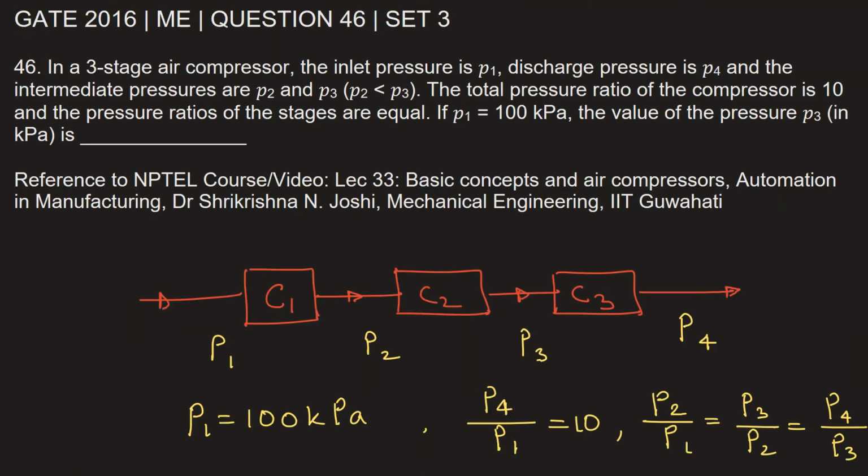The value of pressure P3 will be 464.16 kilopascal.